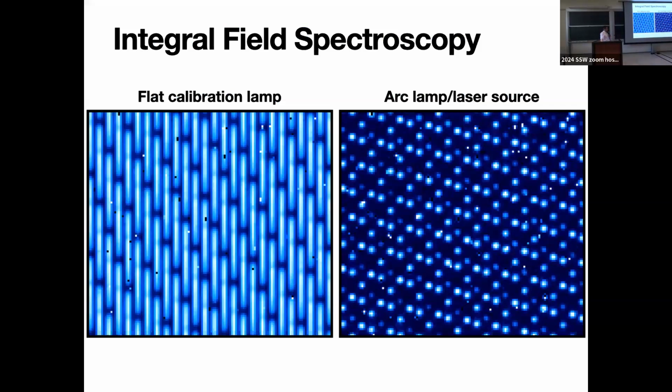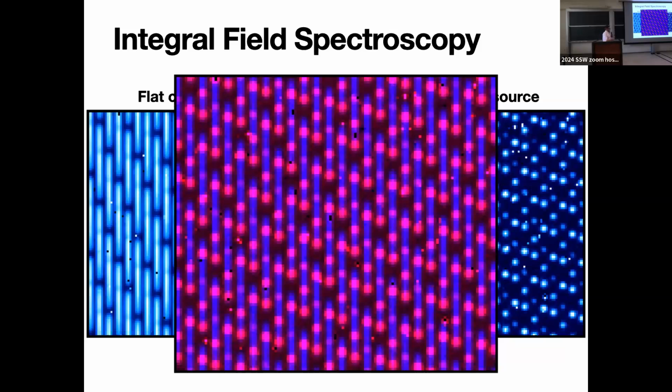With these data, we need to follow the same near-infrared data reduction pipeline steps, like the dark subtraction, etc. But we also need to identify where these microspectra are and what the mapping is between pixels and wavelength. To do this, we take images with a flat field calibration lamp, on the left here, the one you saw earlier, and then one with either an arc lamp or a laser source at different wavelengths. The combination of these two provides both the position of the microspectra and a wavelength solution for each of the microspectra.